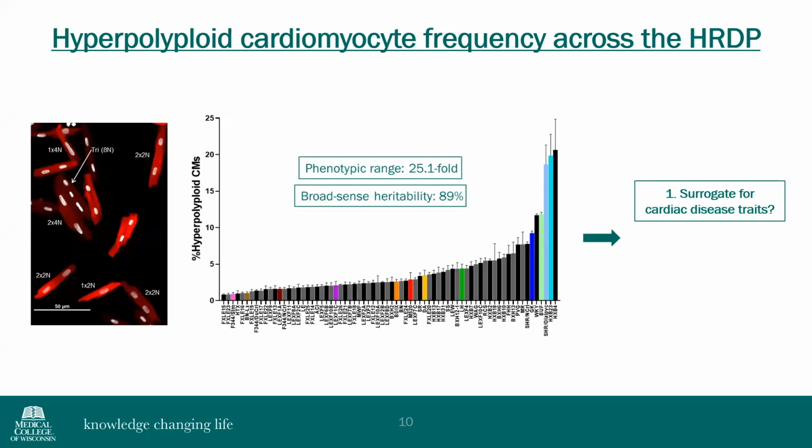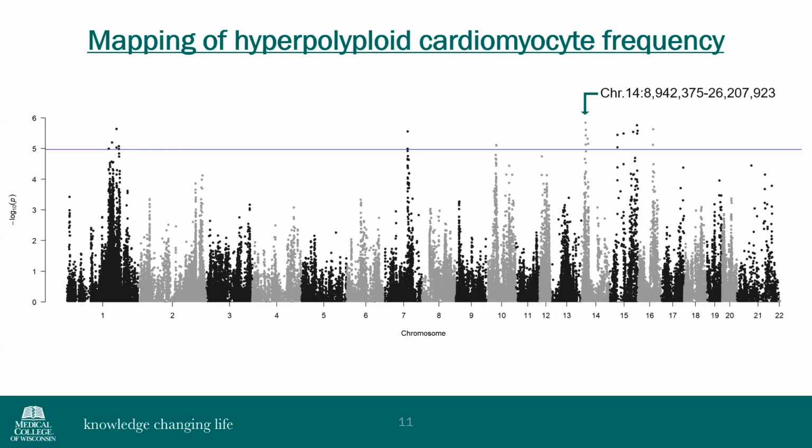So now, knowing that our surrogate phenotype is predictive of some cardiac disease traits, our next step was to perform some GWAS, so mapping with our collaborators from Colorado, and Dr. Lewis. At the time of our previous mapping, there were 63 of these strains that had genotype data available for mapping.